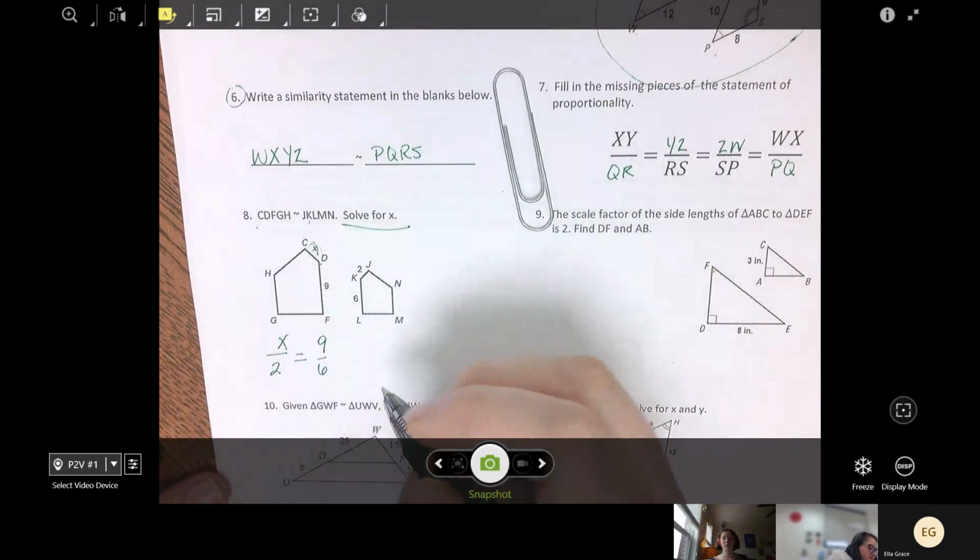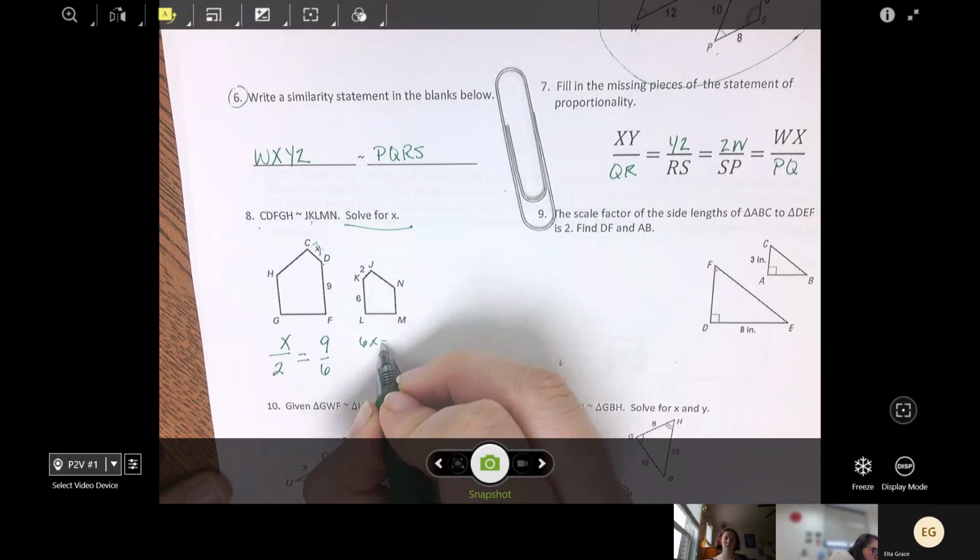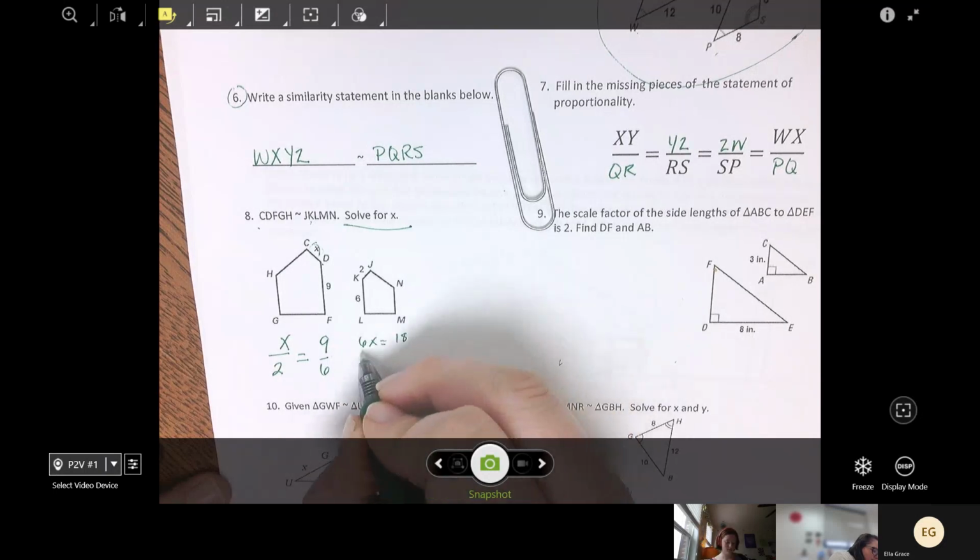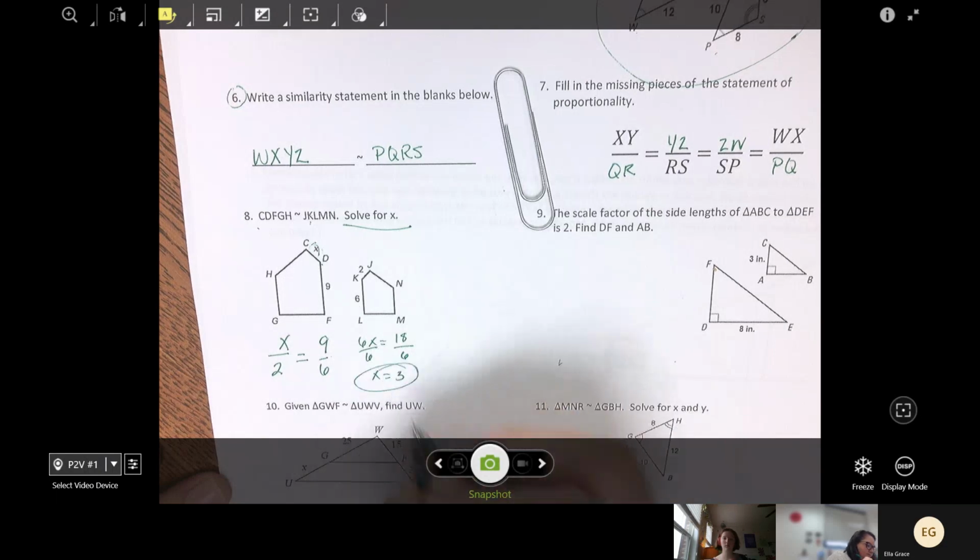All right, so then you just cross multiply. So that's 6x equals 9 times 2, which is 18. Divide by 6, you get x is 3.